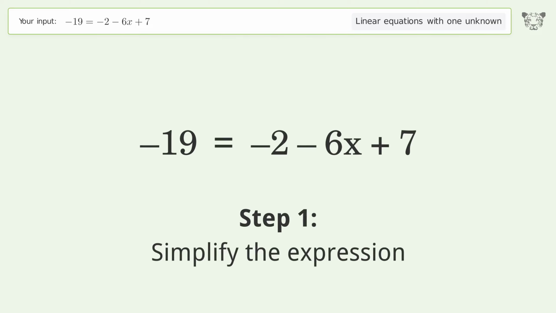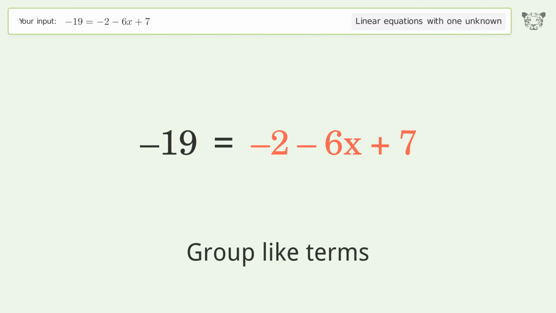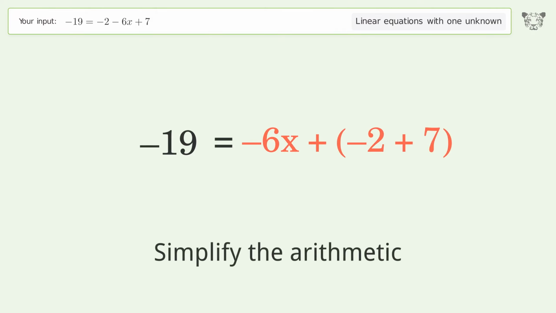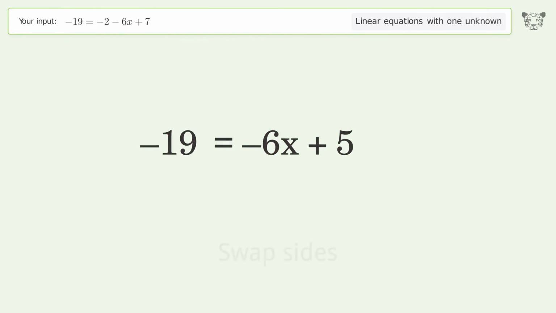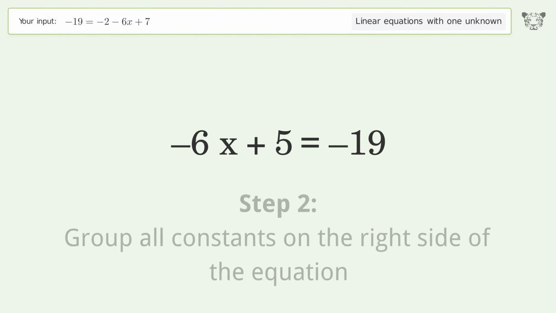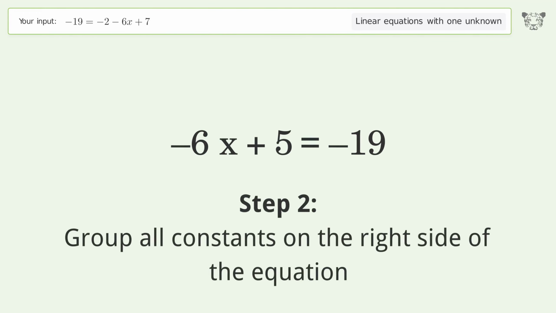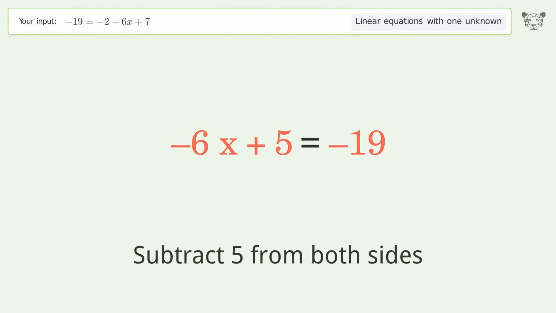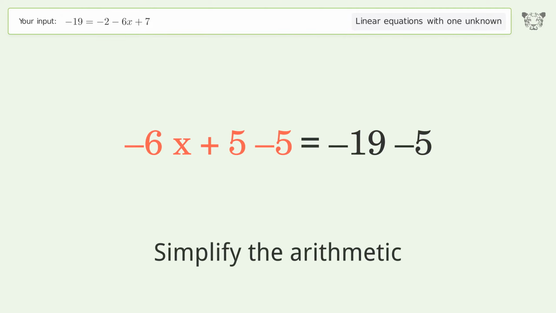Simplify the expression. Group like terms. Simplify the arithmetic. Swap sides. Group all constants on the right side of the equation. Subtract 5 from both sides. Simplify the arithmetic.